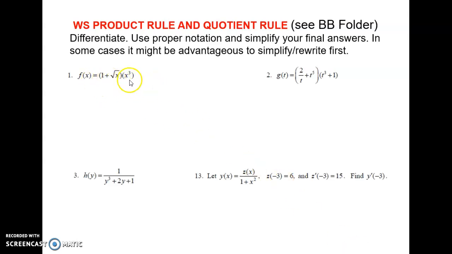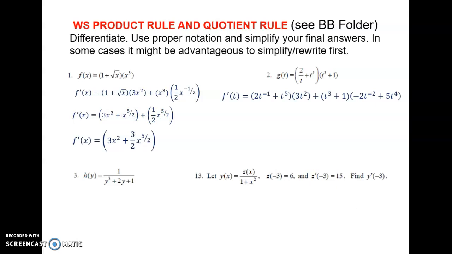So let's look at number 1. Number 1 is definitely the product rule. It takes a function, multiplies it by a function. So let's take the derivative. The derivative using the product rule would be the first times the derivative of the second, plus the second times the derivative of the first. Now, multiplying through here and doing a little bit of algebra, we get this, and then we can combine like terms. I have x to the 5/2 and x to the 5/2. This is 1, this is 1, this is a half, so that would also combine. My final answer would be 3x squared plus 3/2 x to the 5/2.